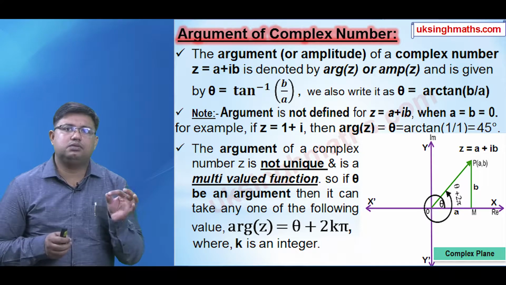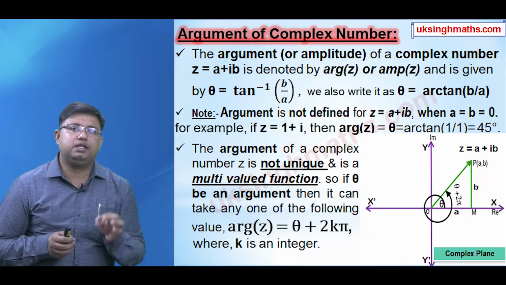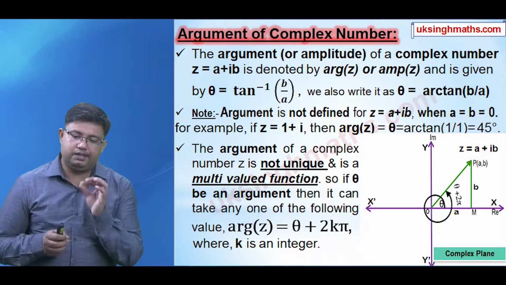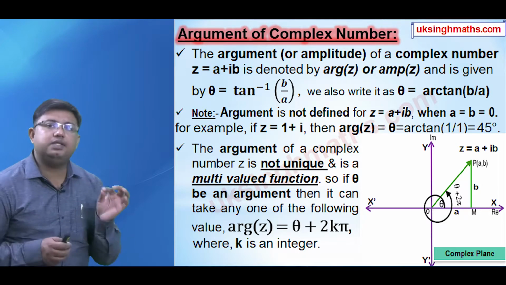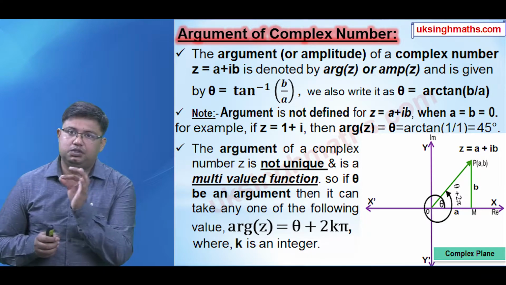complex number. You can also write it in terms of Re z and Im z as theta equal to tan inverse Im z by Re z, where a is Re z and b is Im z. One thing to be noted is that the argument of complex number z equal to 0 is not defined.